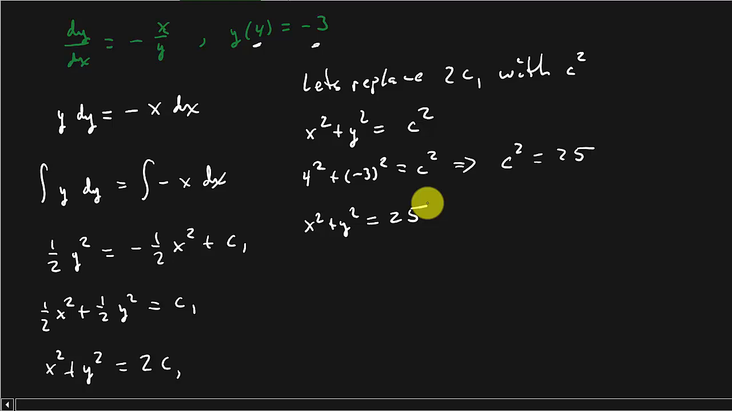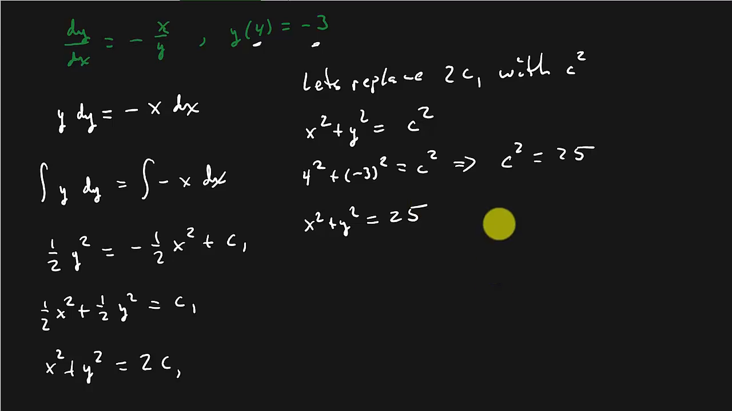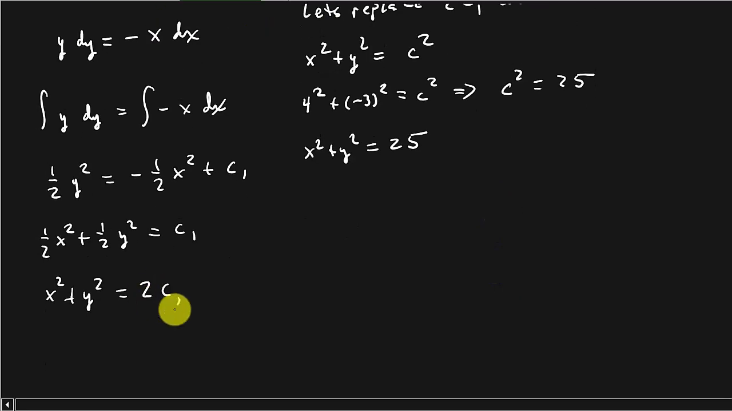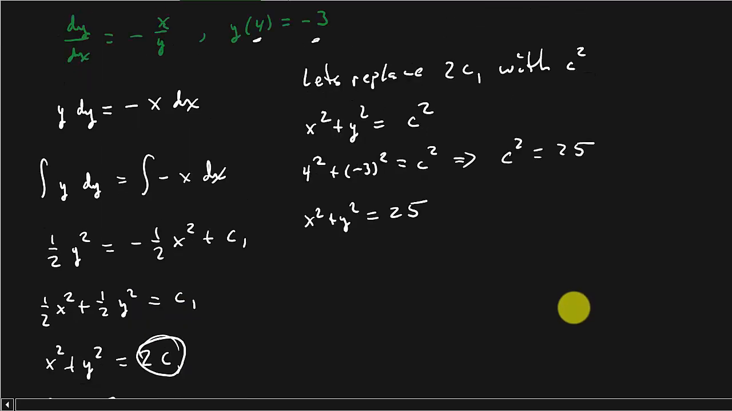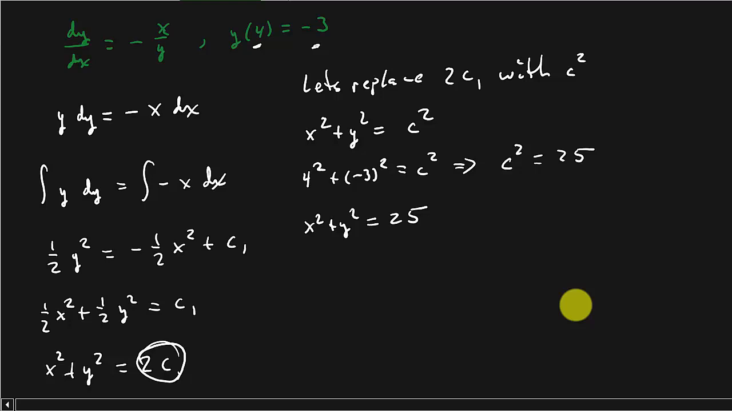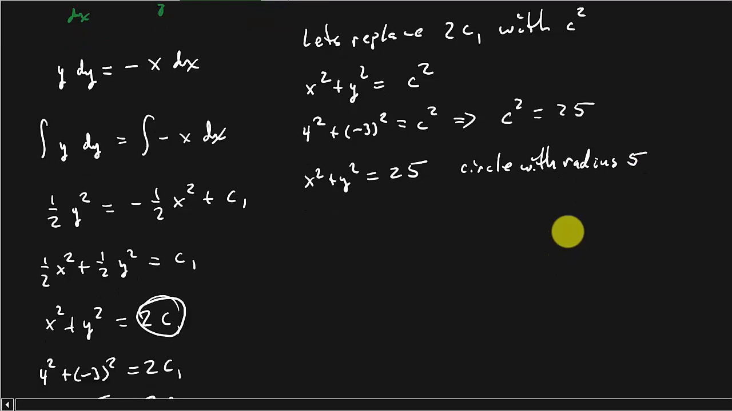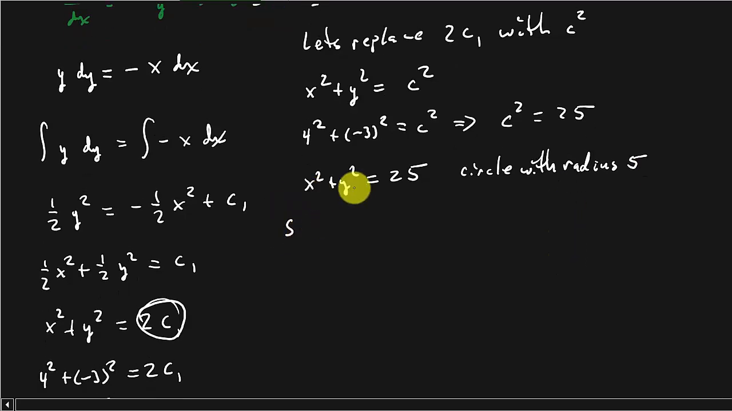Okay. All right. Now, look, if I would have not replaced it, and I would have put the 4 in for x and the negative 3 in for y, equals 2c1, I would get 2c1 is equal to 25, and this would be replaced with 25. You see that? All right. So basically what we have here is a circle with radius 5. Okay. So what we want to do now, and this is an implicit solution.